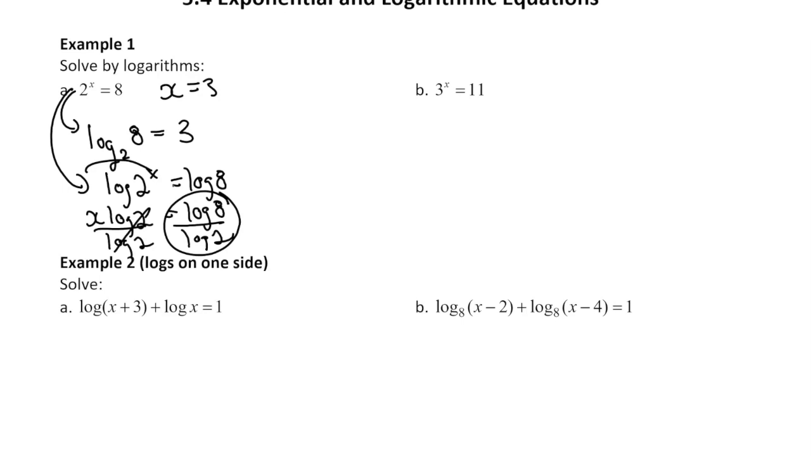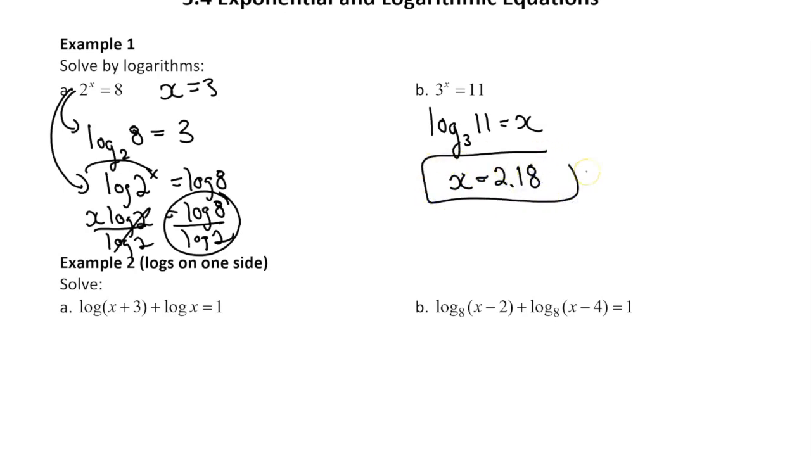For part B, we get an answer that's not going to be as clean. If we put it into log form, you would say log base 3 of 11 equals x. And then if you put that into the calculator, it doesn't say how many decimal places to round to, but if we round it to 2 decimal places, you could get something like 2.18. Okay, so that's more of a review from 5.3.